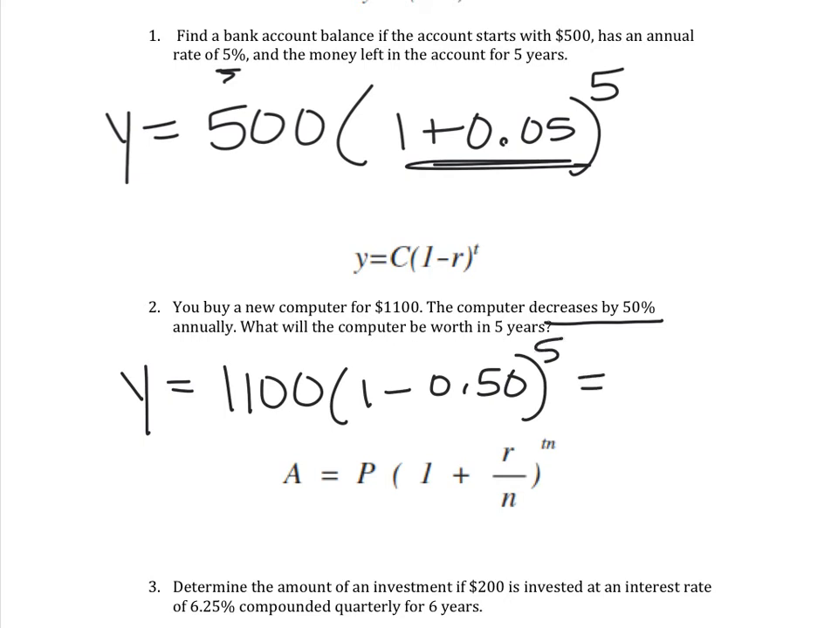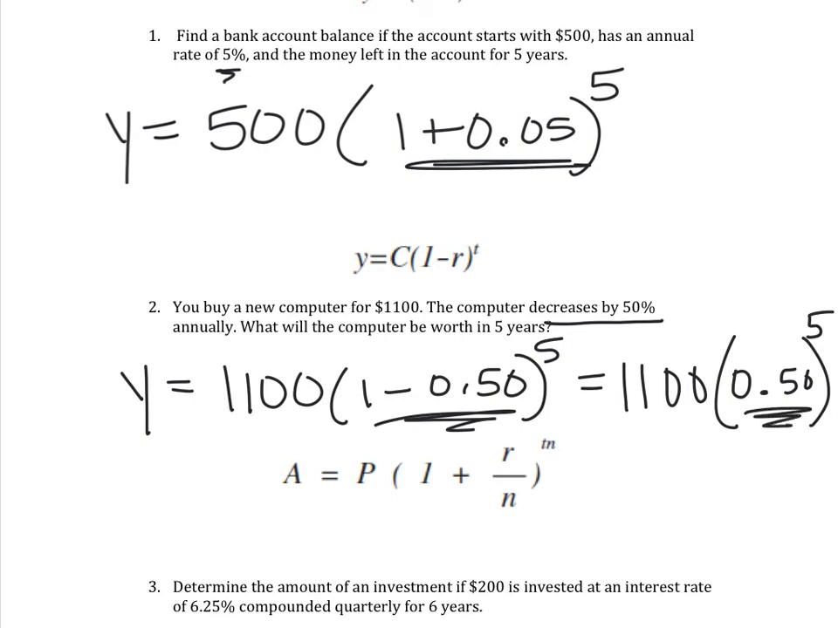So when you go through and simplify, make sure that you're subtracting in between. So you'll have 0.50 to the 5th power. When you enter that in, you're going to see that you'll end up getting a much smaller number here when you're multiplying by 1100, because your answer should be less than 1100.